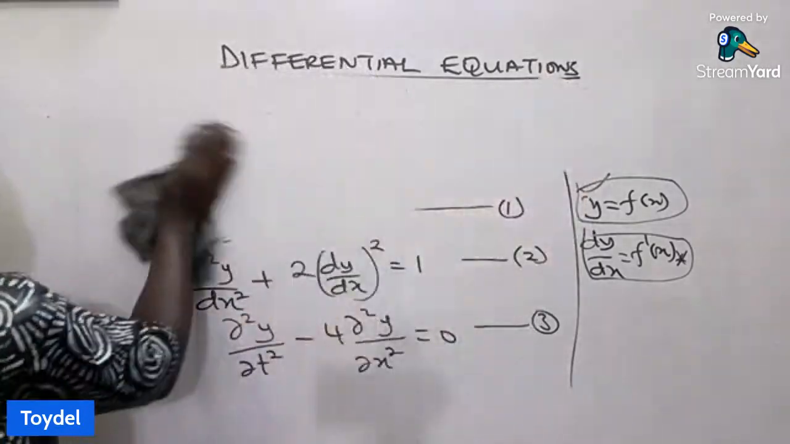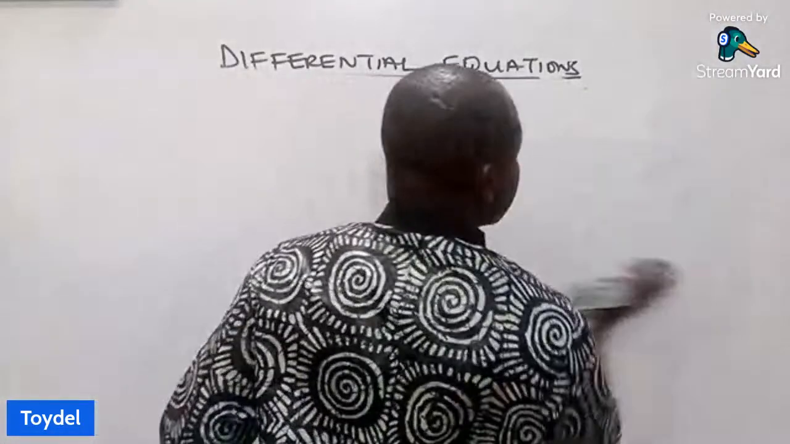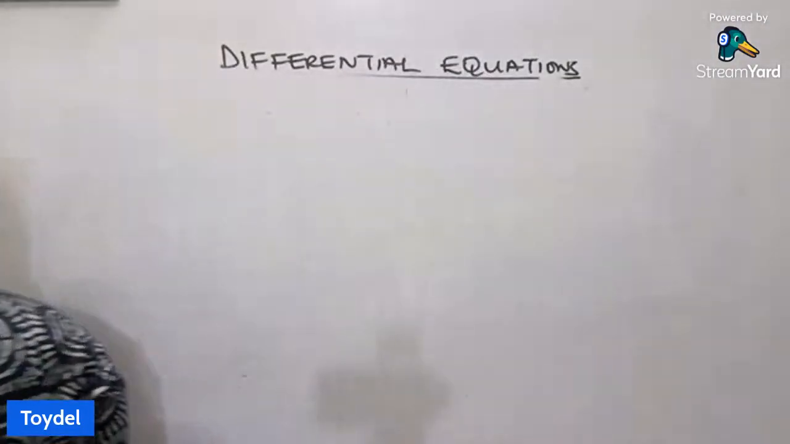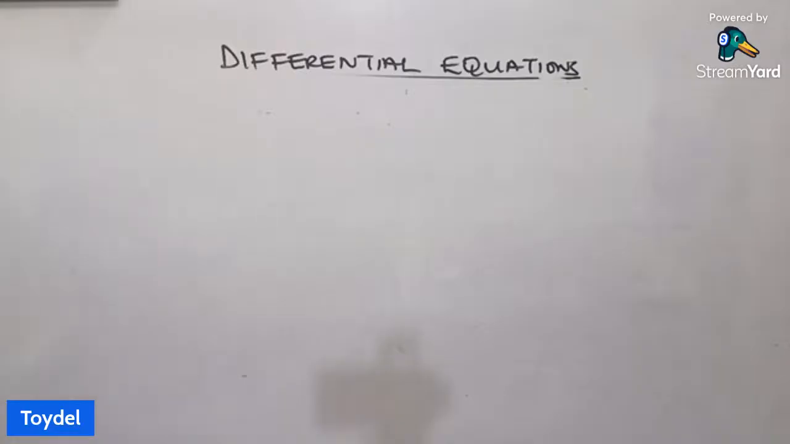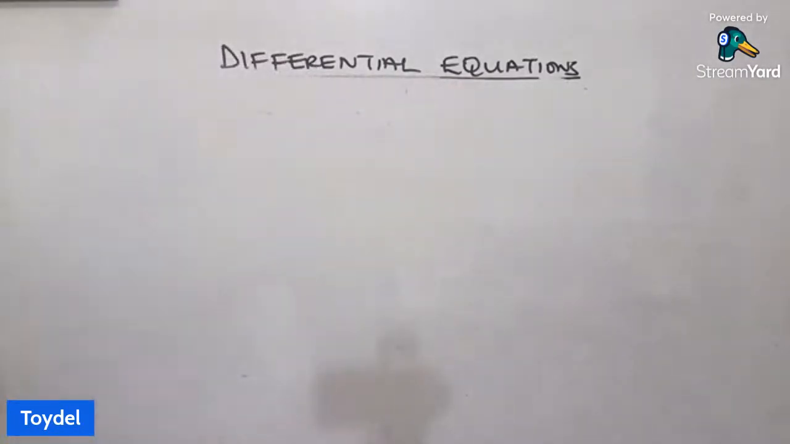We have so many types. We can have delayed differential equations. We have so many types of differential equations. We can have stochastic differential equations. So we have so many types. But for the purpose of this lecture, we only talk about 2 types. We only give examples of 2 types of differential equation.